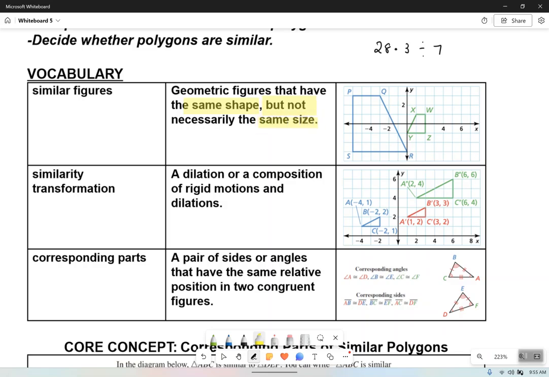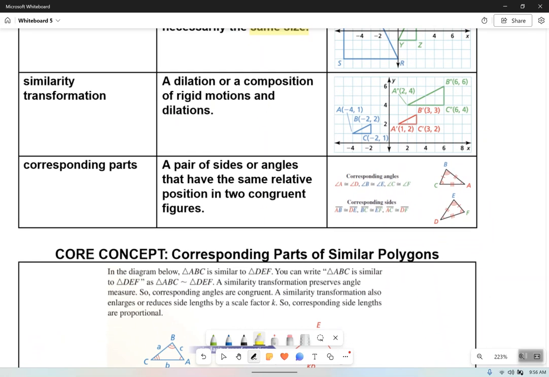Okay. All right, so that'd be important to know there, okay? Guys, a similarity transformation is typically going to involve a what? When we started doing dilations, we were changing size a lot. We weren't necessarily changing the shape, but we were changing the size of that shape.